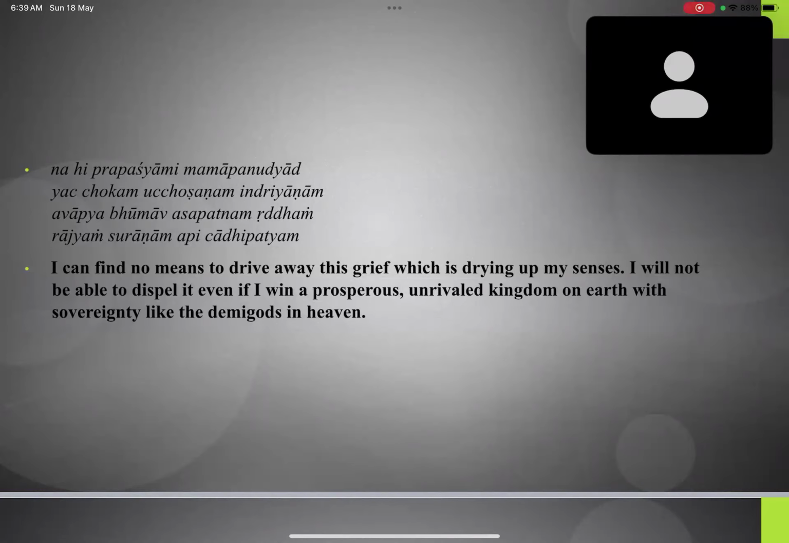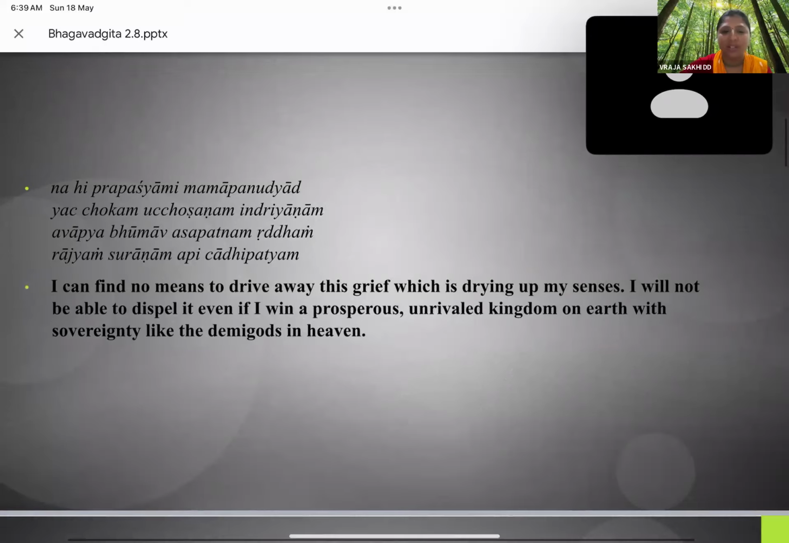Translation: I can find no means to drive away this grief which is drying up my senses. I will not be able to dispel it, even if I win a prosperous, unrivaled kingdom on earth with sovereignty like the demigods in heaven. Purport. Yes, although, Mataji. No, we will do the purports slowly. First, we will do a little.